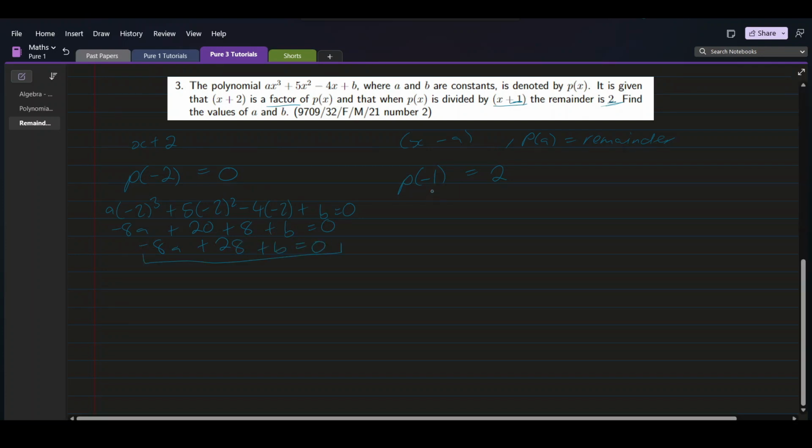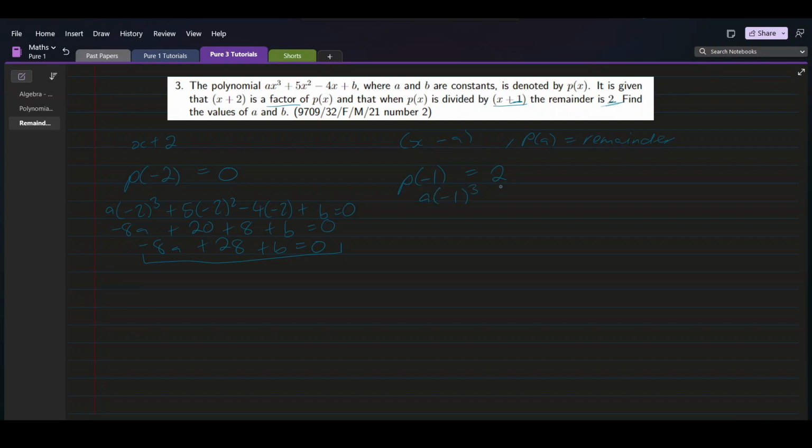So now let's substitute when x is negative 1. So that's a times negative 1 cubed plus 5 times negative 1 squared minus 4 times negative 1 plus b, and this is equal to 2. So that's negative a plus 5 plus 4 plus b is equal to 2. So that's negative a plus 9 plus b is equal to 2. And so that's negative a plus b is equal to 2 minus 9, which is negative 7. Let's make b the subject of the formula. So that's b is equal to a minus 7.